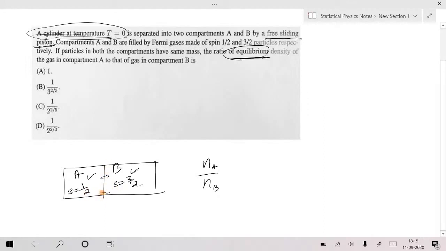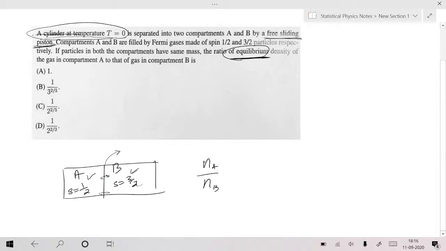Particles cannot exchange. Okay, it's a piston. It is a compartment. This is not removed. I think in the beginning I might have told that it is removed. It's not removed. It is a freely sliding piston and it is free to move. That's correct, your idea is correct. Then, can you just proceed?